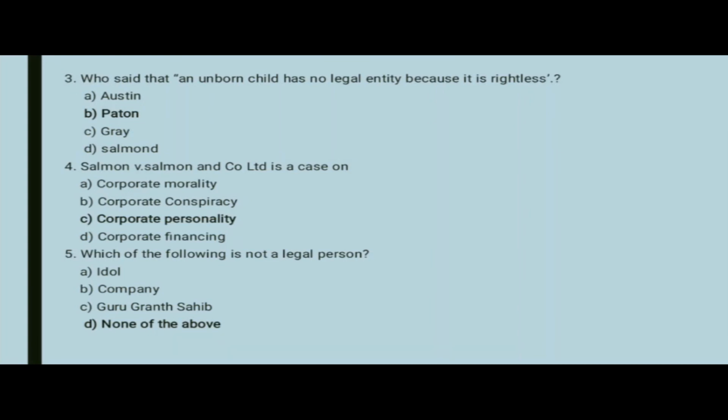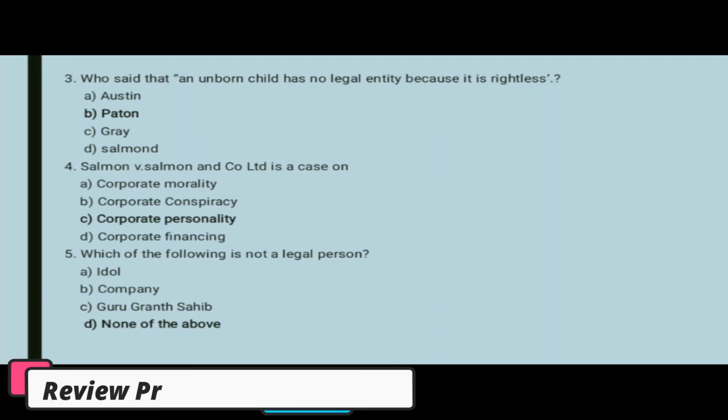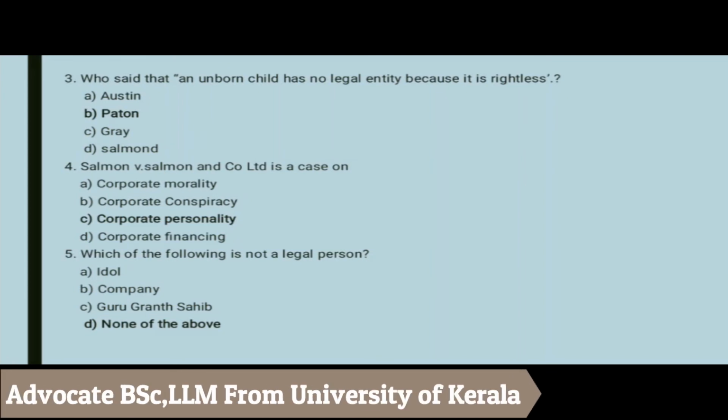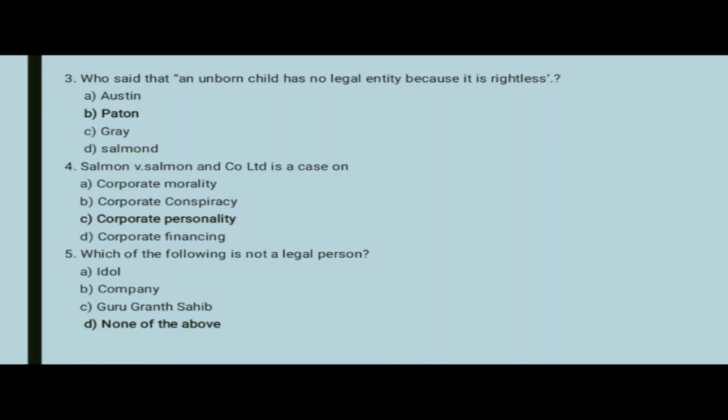And the fifth one: which of the following is not a legal person? A, idol, B, company, C, Guru Granth Sahib, D, none of the above. Here we must notice that the question asks which is not a legal person. So none of the above is the answer.